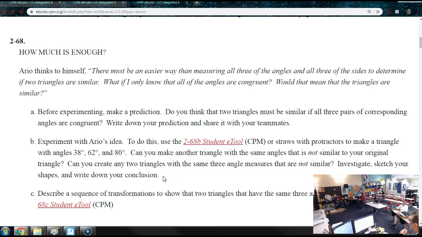So Ario thinks to himself, there must be an easier way, right? Because Ario's upset that we wasted paper, just like me. So Ario's asking his teacher, well, instead of measuring all three sides, what if I only know that the angles are congruent? Would that mean that they have to be similar?